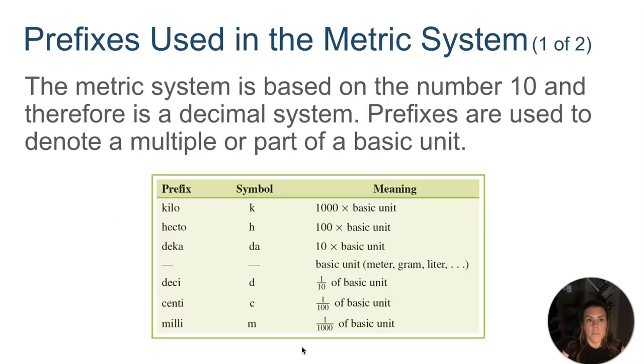So here are some of the prefixes used in the metric system. We've got kilo, hecto, deca, and then when you're at the base unit, you don't have a prefix. For the smaller ones, we have deci, centi, and milli.